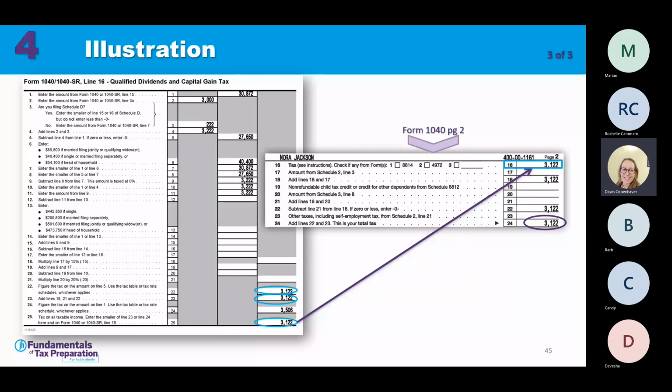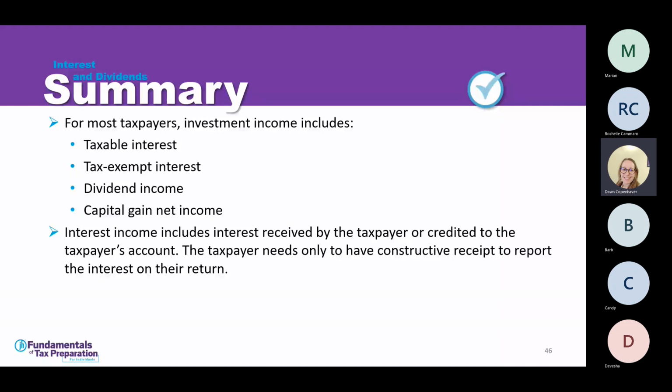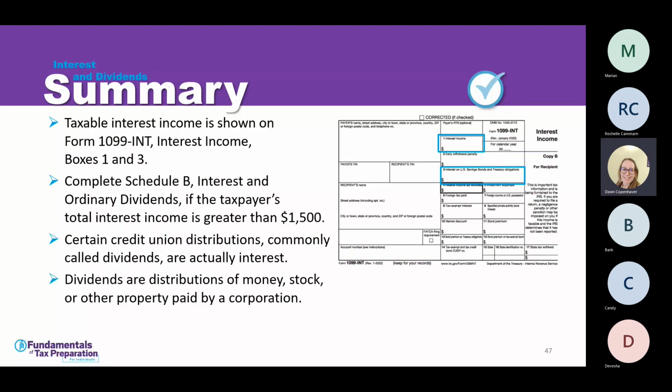All right, so to summarize what we learned about interest and dividends, most taxpayers' investment income comes from taxable interest, tax-exempt interest, dividend income, and capital gains income. Interest income includes all interest the taxpayer receives or is credited to their taxpayer account. Taxable interest is going to be reported on 1099 INT. We complete Schedule B, interest and ordinary dividends, if required, if their interest income is greater than $1,500. And again, we talked about how dividends from credit unions are actually interest, they're not dividends.